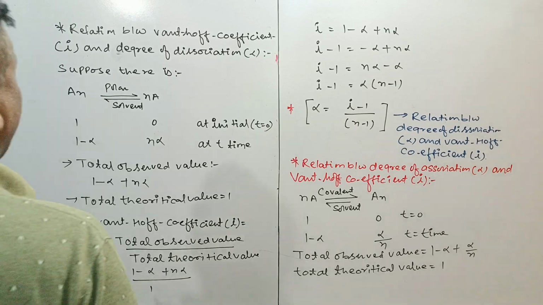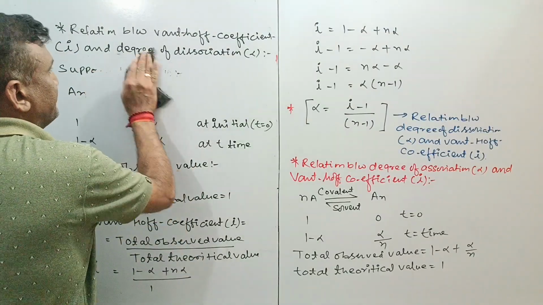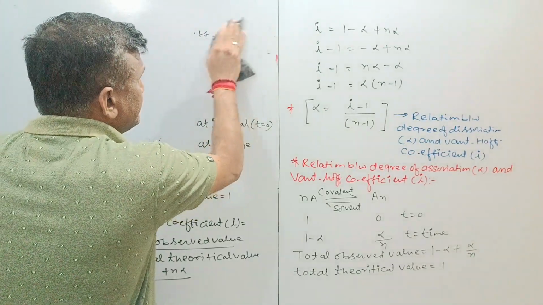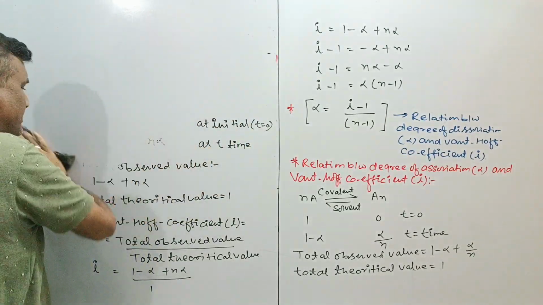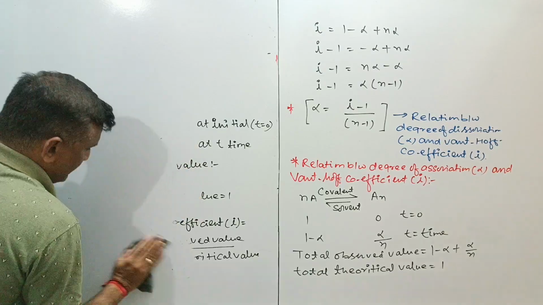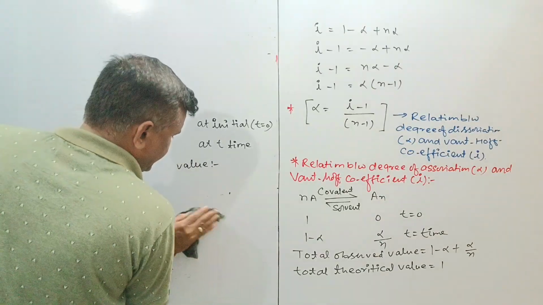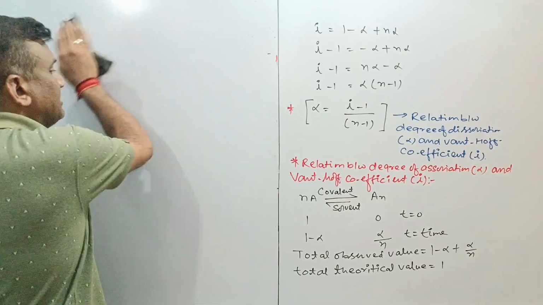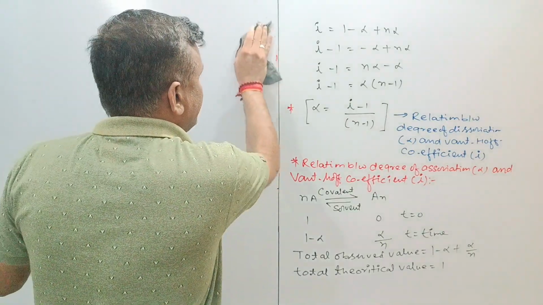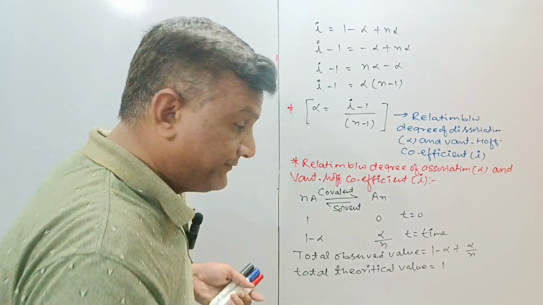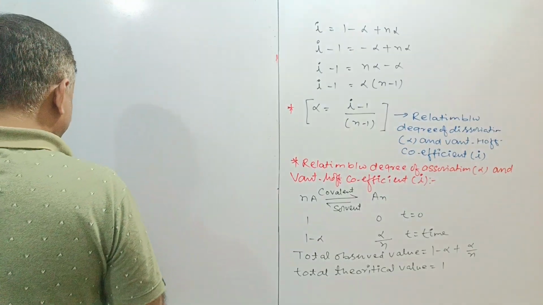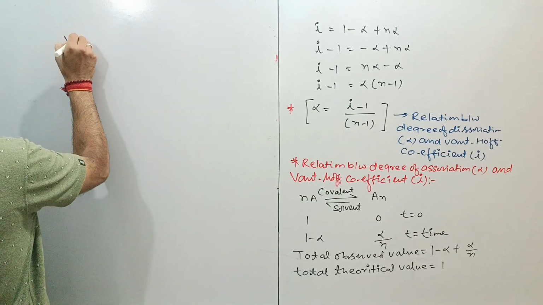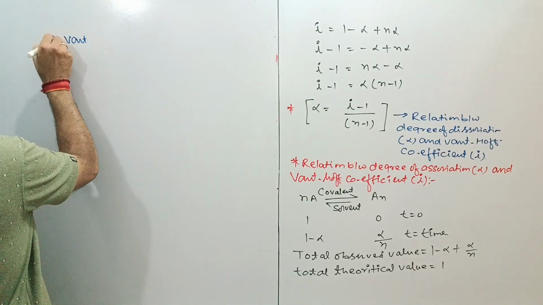So now it's time to discuss the relation between the Vant-Hoff coefficient and degree of association. It's a very important topic, and after the completion of this chapter we'll go through two to three videos, and just one video with important numericals regarding the solution. So this is the Vant-Hoff coefficient.